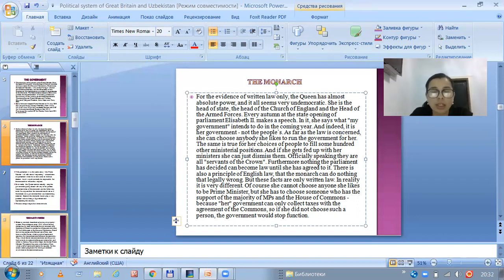Of course, she can't choose anyone she likes to be prime minister, but she has to choose someone who has the support of the majority of MPs, members of parliament, in the House of Commons, because her government can only collect taxes with the agreement of the Commons. So if she did not choose such a person, the government would stop functioning.